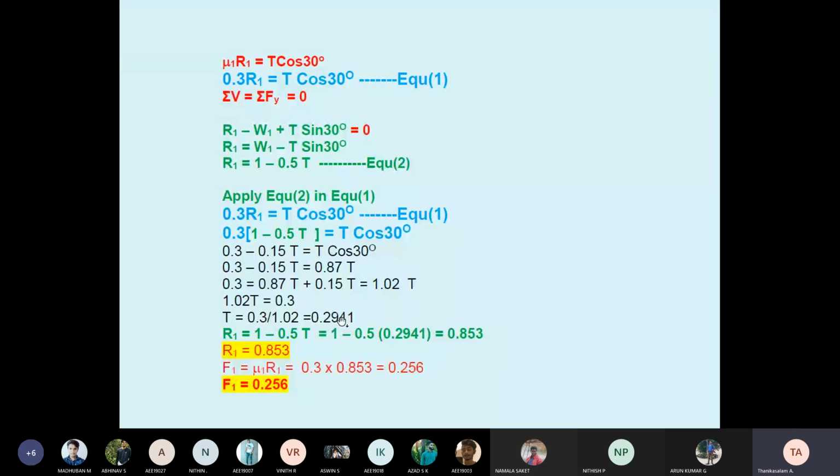Then T is applied in the equation again, equation 2. See here, equation 2: R1 equal to 1 minus 0.5 T. Therefore, 1 minus 0.5 T, with the T value already calculated, 0.2941. So now R1 is calculated. Then we know F1. F1 equal to what? The general formula, mu into R1, no? Therefore, mu into R1, mu already given 0.3, R1 calculated, so we get F1.